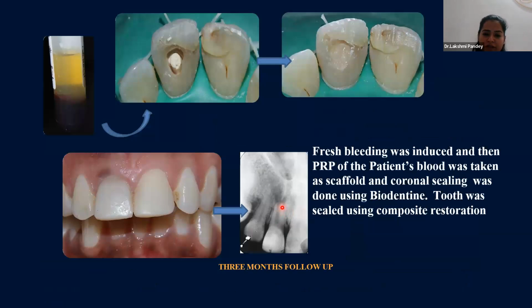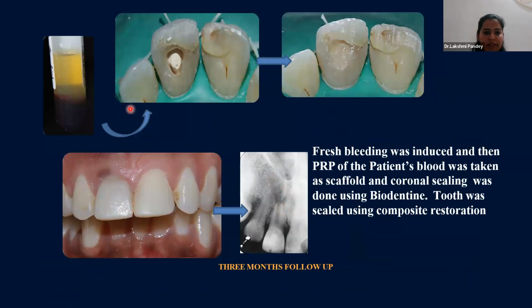So in this also, the patient was symptomatic before, and after 3 months the patient was not having any symptoms. And I did a composite build-up here. So the discoloration was also masked. So these were the two cases.